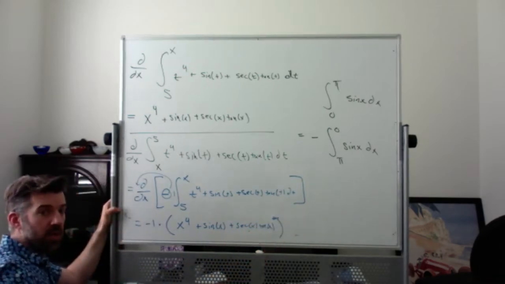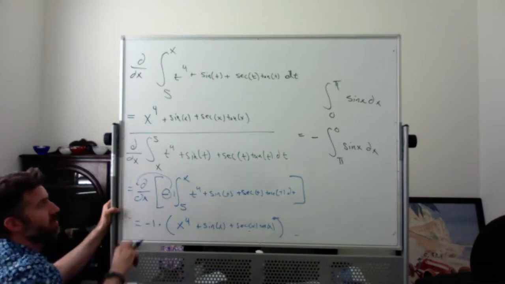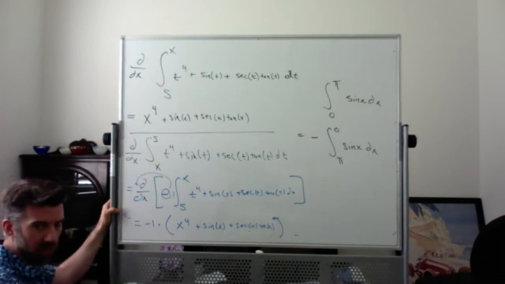So, short answer to your question, if x is on the bottom, it means you put a negative sign in front of the whole thing.